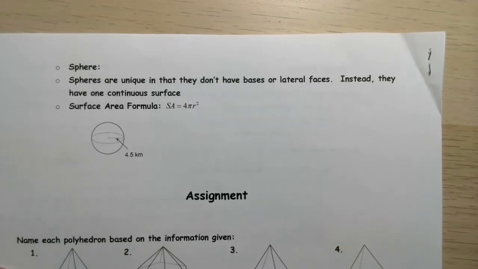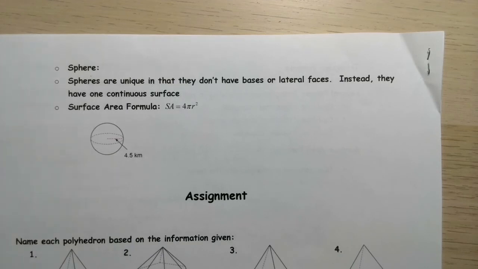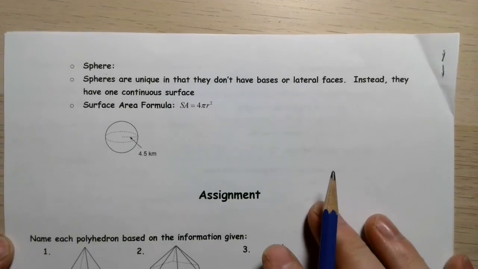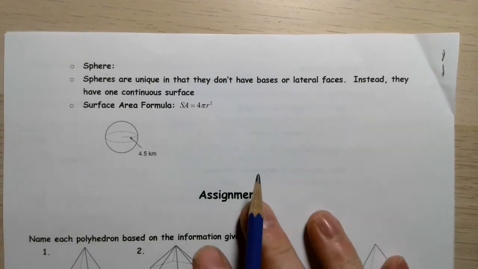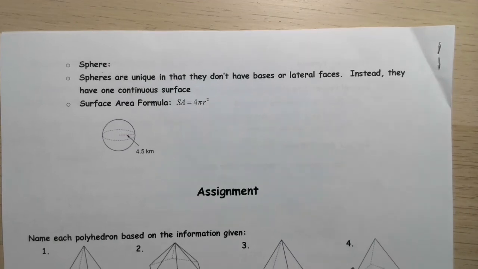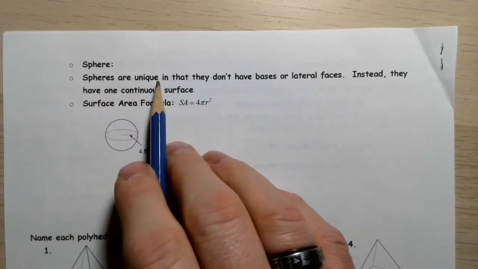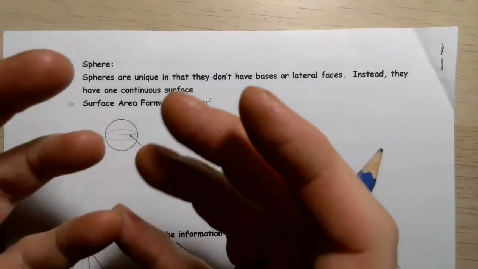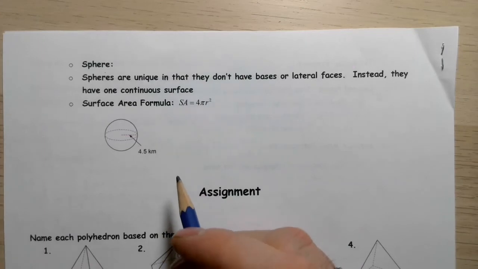Well, you might have been wondering, when's the sphere going to come up, since the title of this lesson was about surface areas of pyramids and spheres. Well, here we go. At the very end, we're just going to throw this in. The surface area of a sphere, the formula is actually really quite simple, but also really interesting that it works out the way it does. Spheres are unique in that they don't have bases or lateral faces. They just have this one continuous surface all around the sphere, the outside layer.